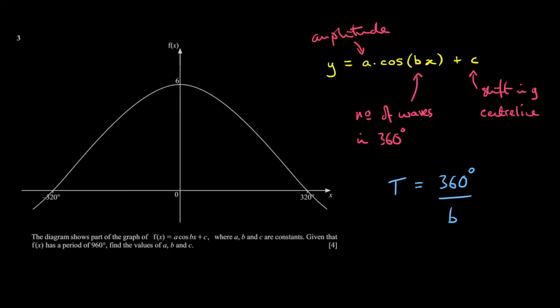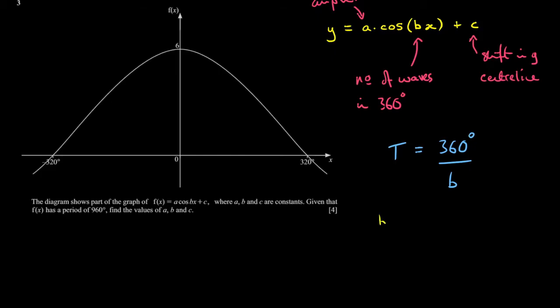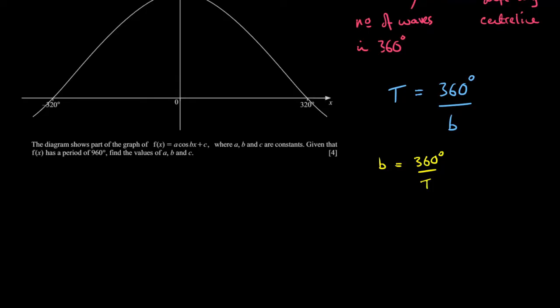Now, in this question, we are told that we have a period of 960. That's the definite piece of information that we're given there. So we are told that T is equal to 960. So therefore, what's B going to be? B is going to equal 360 degrees over T, right? And T is 960. So that's going to be 360 degrees divided by 960.